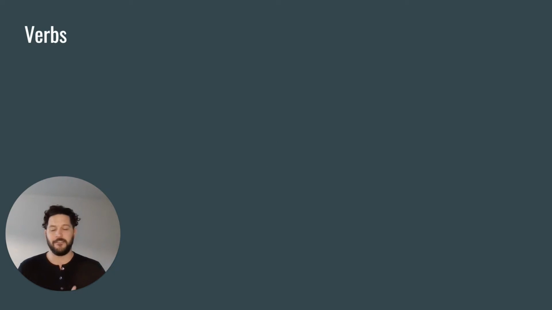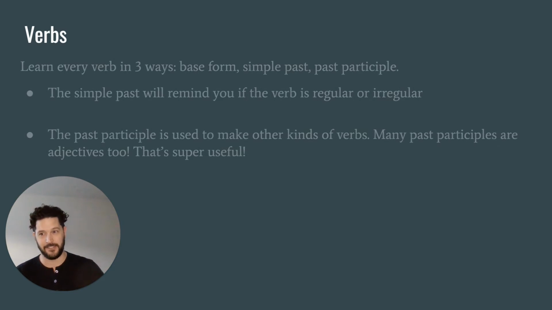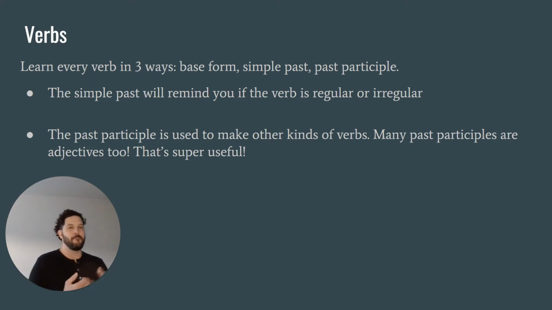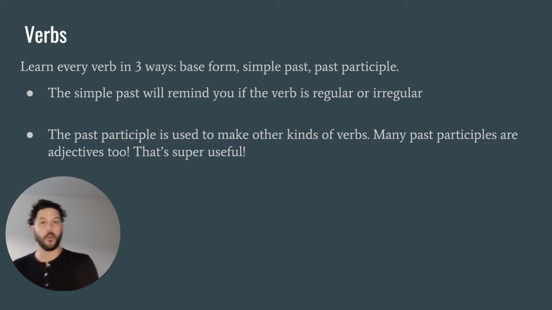So first of all, and I think in all of my videos, I tell you about this, verbs. When you learn a verb, learn it three ways, okay? You want to know the base form, you want to know the simple past, and you want to know the past participle, okay? The simple past will remind you if that verb is regular, like work, worked, or if it's irregular, like do, did, okay?